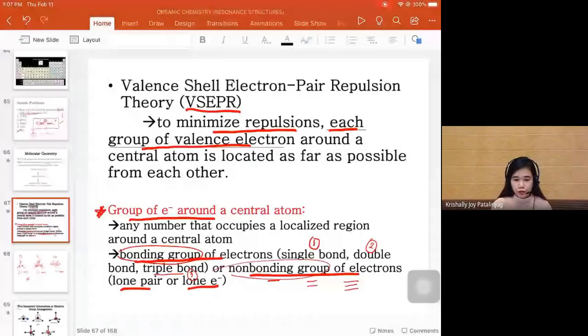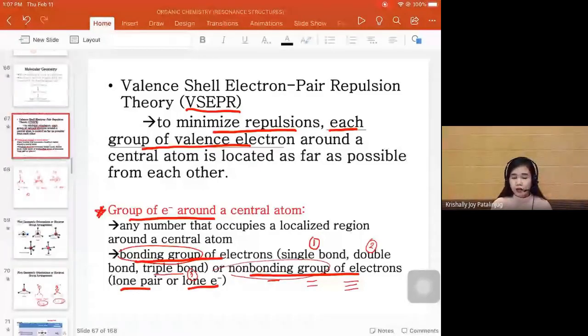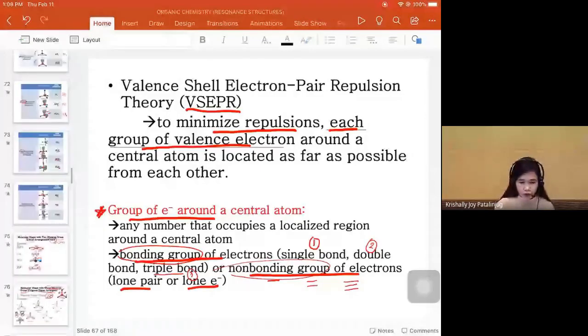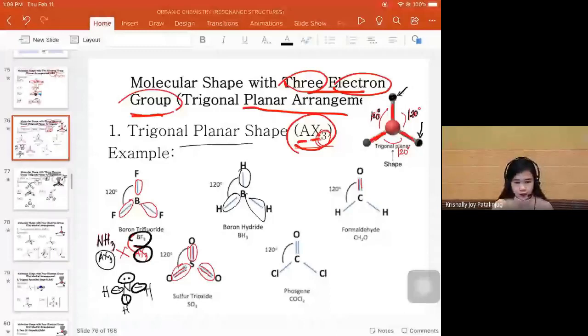So take note, it doesn't mean that if the electron group arrangement or the number of electrons that surround the central atom in a molecule is the same, they already have the same shape. That may probably give rise to a different molecular shape even if the number of electron groups is the same. Okay? Sige. So, last meeting, we discussed the two electron group arrangement.